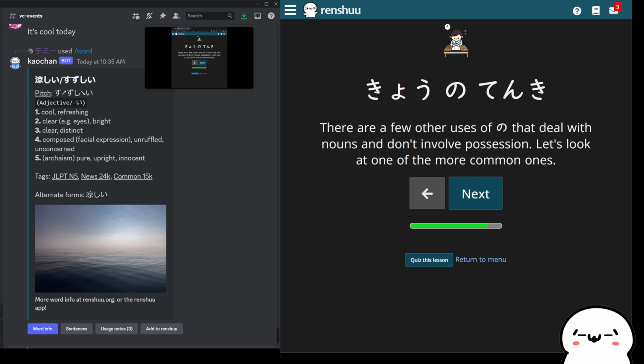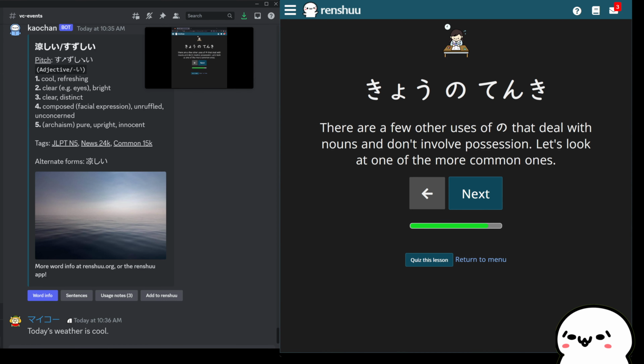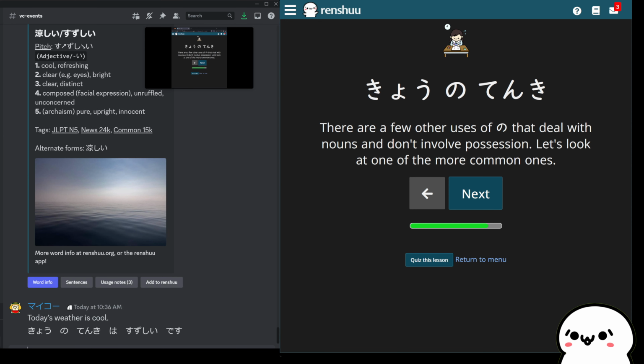So after today's lesson is done, someone says, oh, how do you say this in Japanese? And you say, oh, that I just learned that no, and it means possessive, and it talks about adding information. Okay, we did this. And we say, oh, kyou no tenki wa suzushii desu. And you feel great. You're like, all right, I understood that. I remember it. I could translate it.